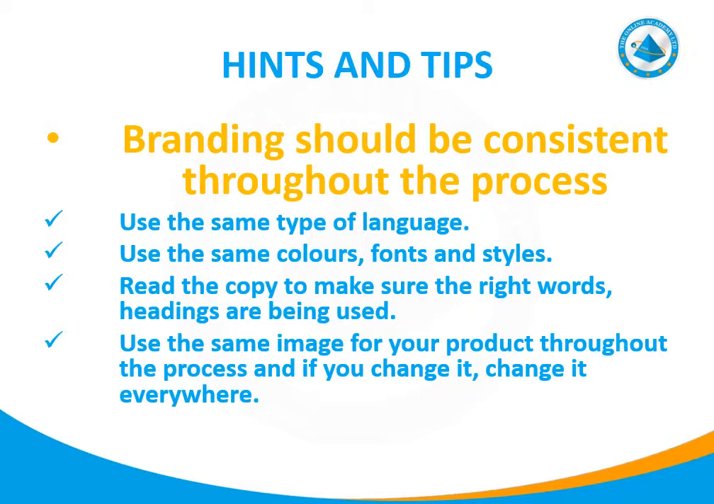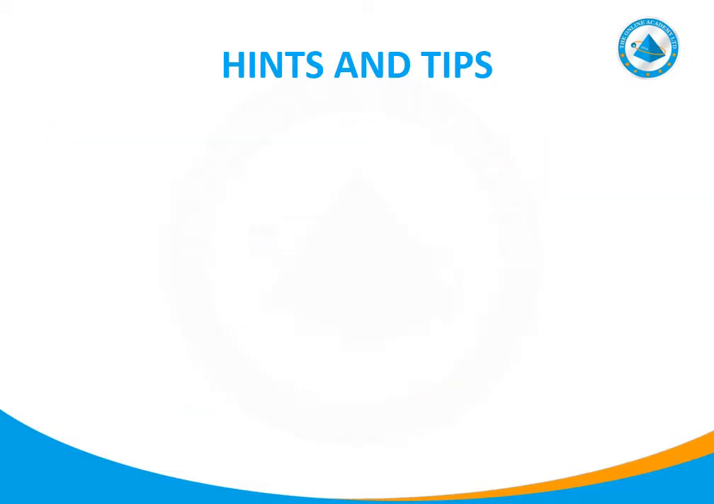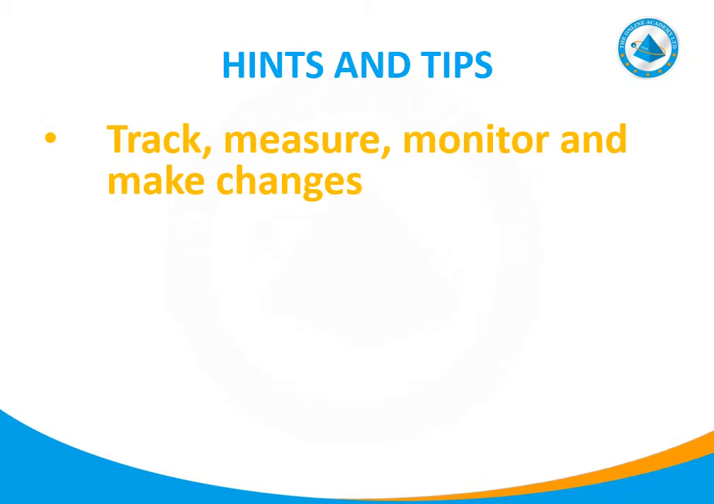What happened is the heading on the product was a particular heading, but as you scrolled through the copy, there were a number of references to the other title or heading. And so that was really interesting to see. Don't be sloppy with your work. You want quality. The next thing is to track, measure, monitor, and make changes.